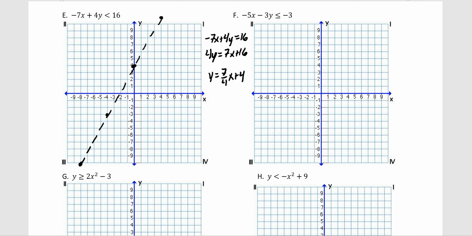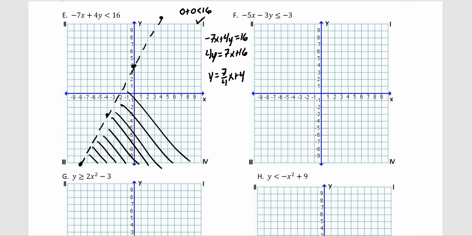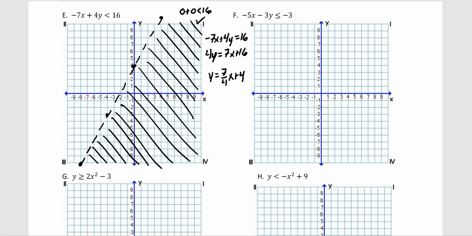And then when I plug in 0, now with standard form plugging in 0 is actually really easy because if you plug in 0 for x and y, you're just going to get 0 plus 0. So is 0 plus 0 less than 16? Well, yeah, 0 is less than 16. So that means I will shade the side that has 0, 0. So I will be shading this section here, and all of those values are my solutions.